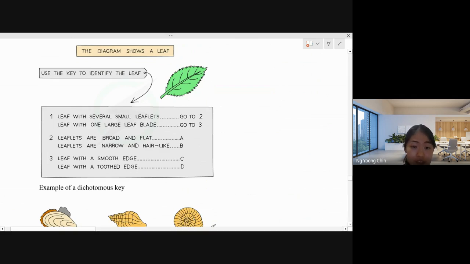This leaf, does it contain several small leaflets, or does it have a large leaf blade? Are the edges smooth or toothed? So the answer is C, right? Definitely, because they are toothed edges. They are just something like this.